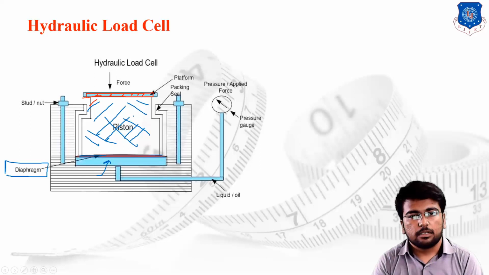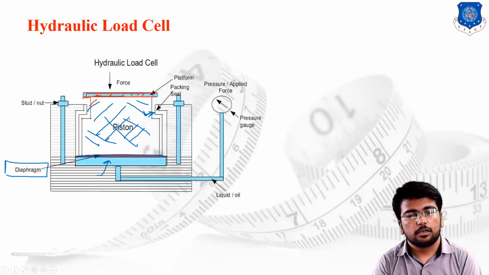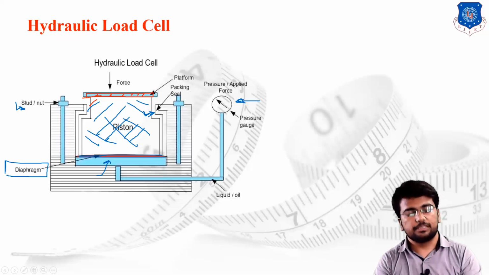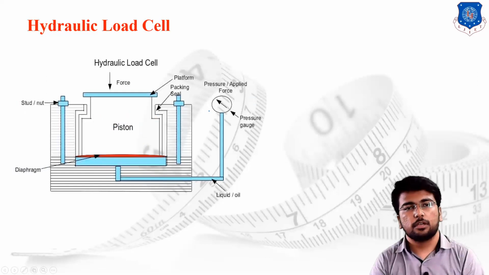Then the packing seal is given to avoid the leakage of the oil. Then the whole assembly will be fastened by the stud and nut. A pressure gauge is given on which, whatever pressure is applied, we are supposed to measure the pressure, or we can say we are supposed to measure the change of the pressure. These are the very basic constructional details of the hydraulic load cell.